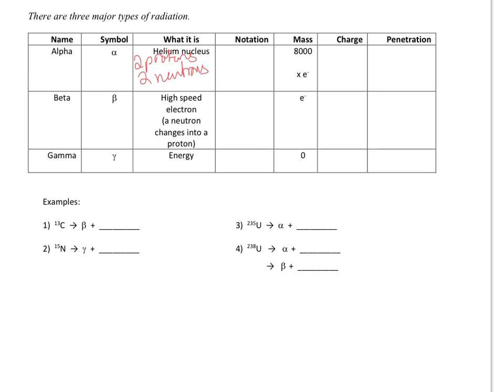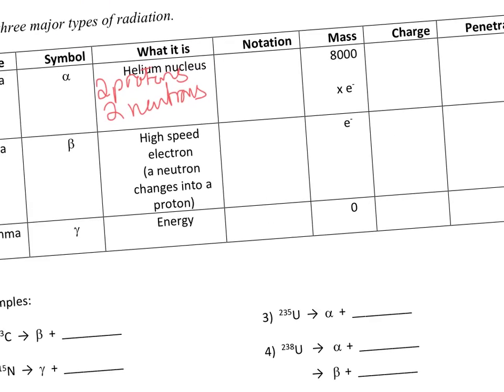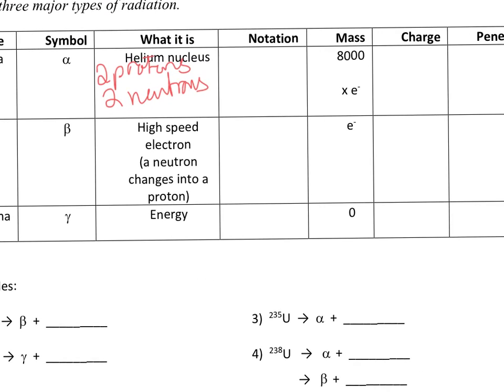The notation for an alpha particle, you could write it in different ways. So you could write it as just the Greek letter alpha. Please don't write A though, it has to be alpha. You could write alpha with the mass number and the atomic number, so that would be a 4 and a 2. Or you could also write helium because it is a helium nucleus. Or you could write helium with the atomic number and the mass number. So any of those are acceptable.